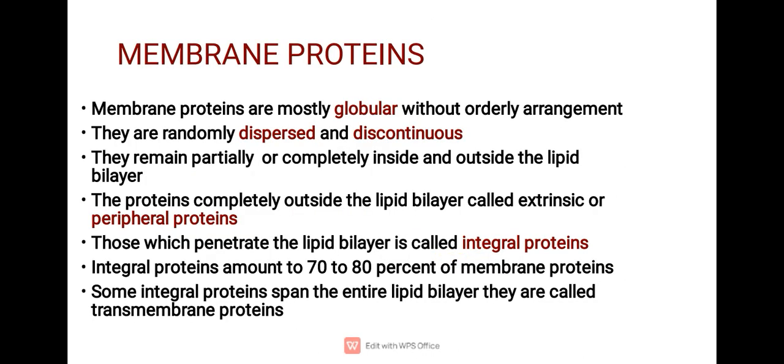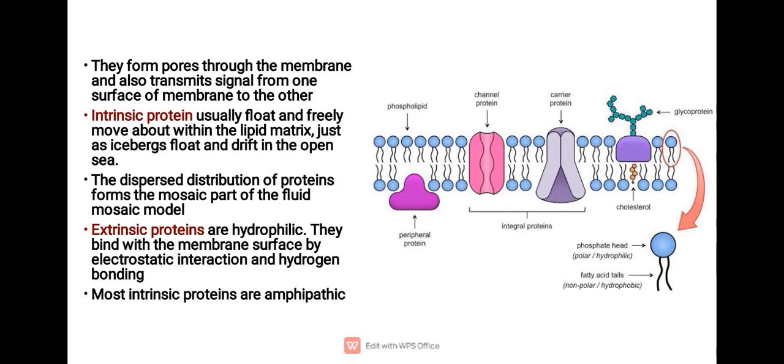Then membrane proteins. Membrane proteins are mostly globular without orderly arrangement. They are randomly dispersed and discontinuous. They remain partially or completely inside or outside the lipid bilayer. The proteins completely outside the lipid bilayer are called extrinsic or peripheral proteins. Those which penetrate the lipid bilayer are called integral proteins. Integral proteins amount to 70 to 80% of membrane proteins. Some integral proteins span the entire lipid bilayer. They are called transmembrane proteins.